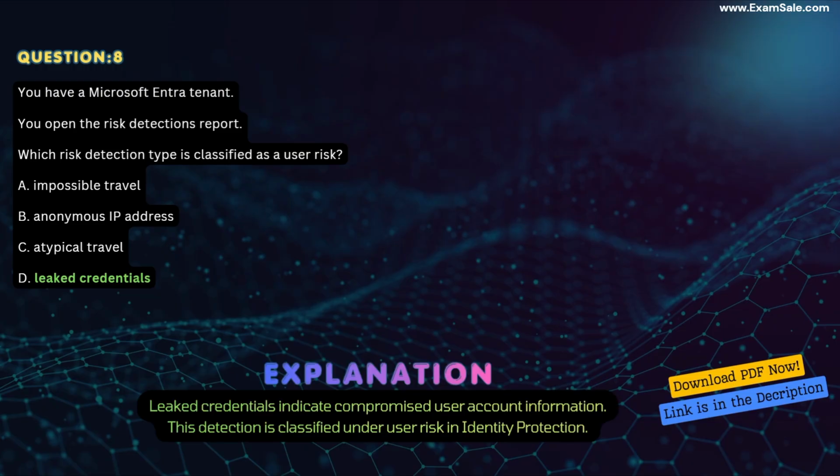Explanation: leaked credentials indicate compromised user account information. This detection is classified under user risk and identity protection.